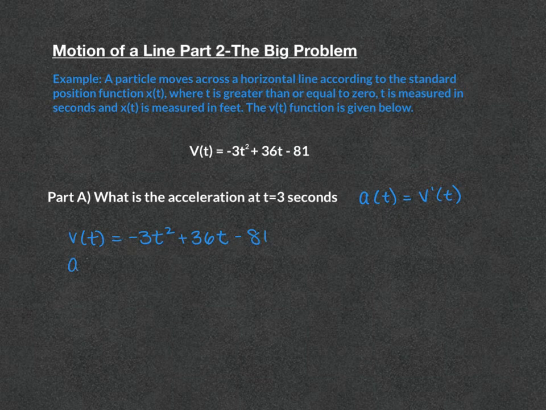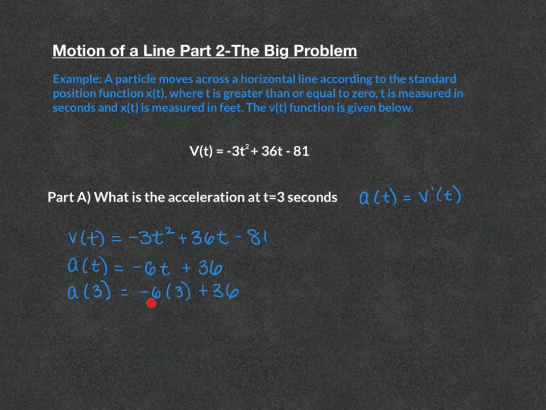And I want to find my acceleration function. And I do so by taking the derivative. So I'm going to multiply the power by the coefficient. So I'll have negative 6t, drop the power down by 1, plus the derivative of 36t is just 36. And the derivative of the constant 81 is just 0. So if that's my a of t function, if I want to find the acceleration at 3 seconds, I'm just going to go ahead and put 3 here. So I'll have negative 6 times 3 plus 36.